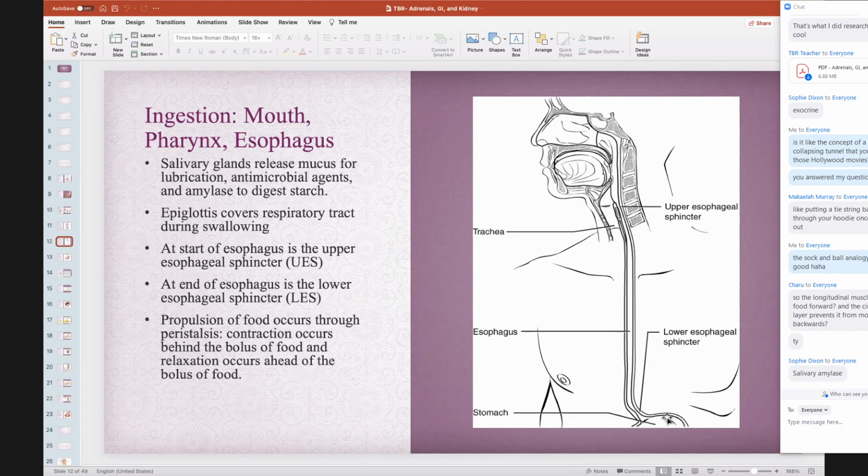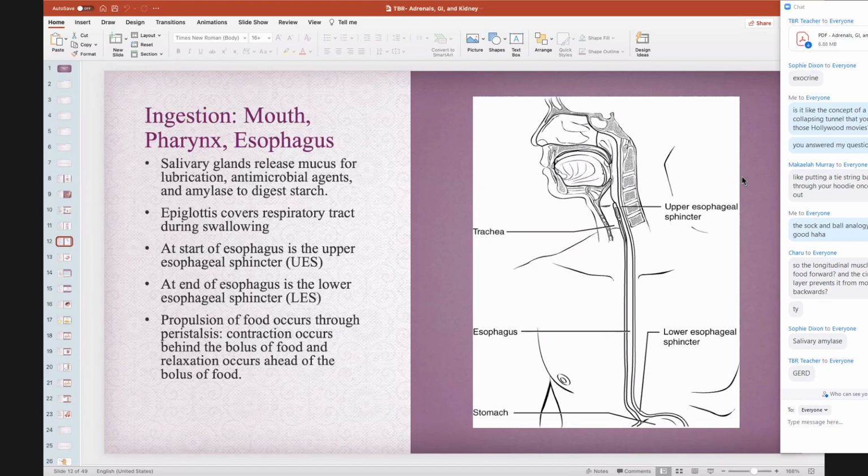There's a question: isn't the anus a sphincter? Yes, there is an anal sphincter as well. There are sphincters throughout the body, not just at the anus, but we have some in the esophagus as well. We have esophageal sphincters. So if we have chronic acid reflux, you get gastroesophageal reflux disease, or GERD for short. Let's type GERD in the chat box, just so you know what I'm saying.